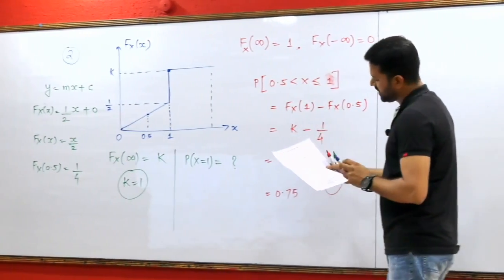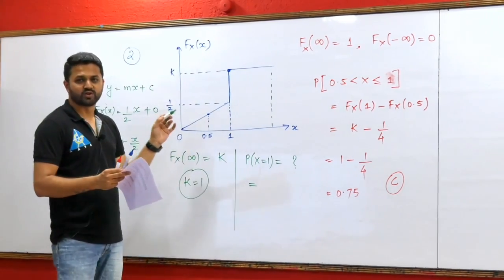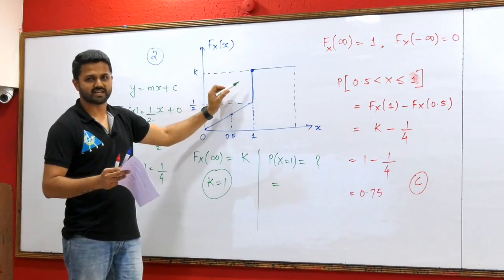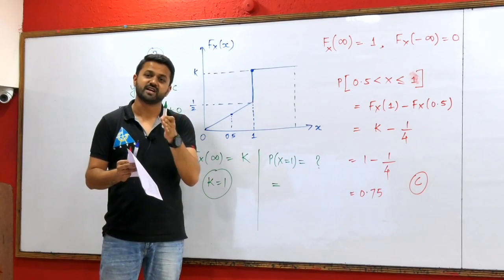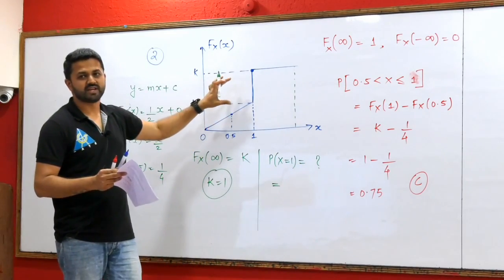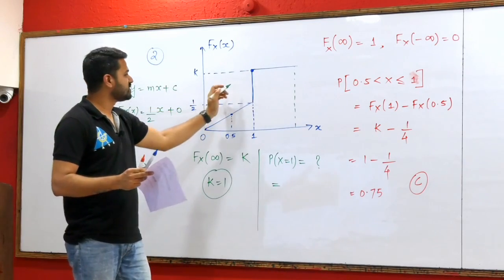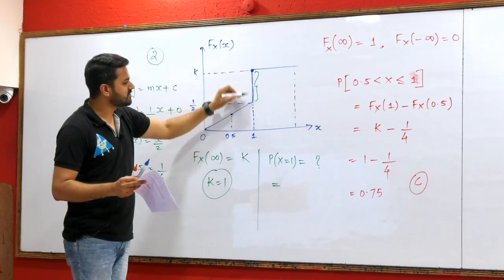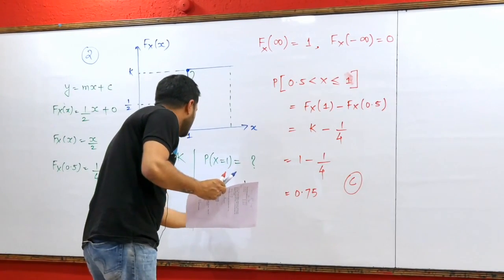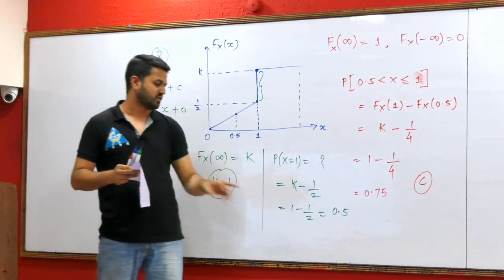Okay, so now coming back to the question: the probability at x equal to 1. Whenever there is a discontinuity in the CDF, where the CDF was continuous and now has a discontinuity, and the probability is asked at the point where the discontinuity occurs, then the probability at that particular point is the difference between these two, or you can say the height of that step. There is a discontinuity from this point to this point, so this height is nothing but k minus 1 by 2. The value of k is 1, so we have 0.5. So the probability at x equal to 1 is 0.5.